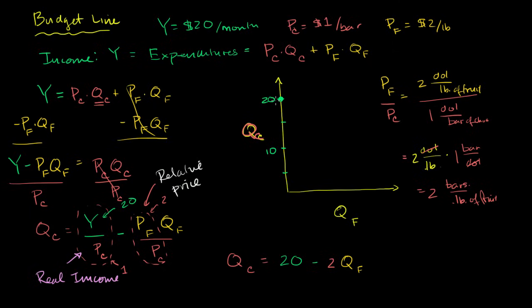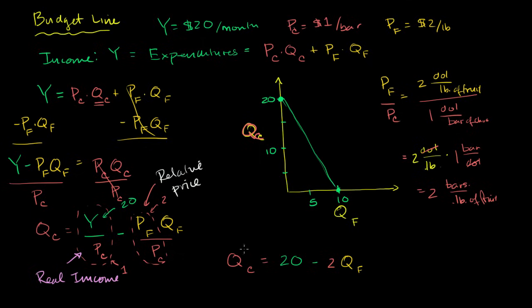And there's multiple ways that you could think about this. One way you could say is if you buy no chocolate, if the quantity of chocolate is 0, what is going to be the quantity of fruit? And then you could solve this, or you could just say, look, if I have $20 a month and I'm going to spend it all on fruit, I can buy 10 pounds of fruit. So let's say this right over here is 10. This is 5. So this is also on our budget line. And every point in between is going to be on our budget line.